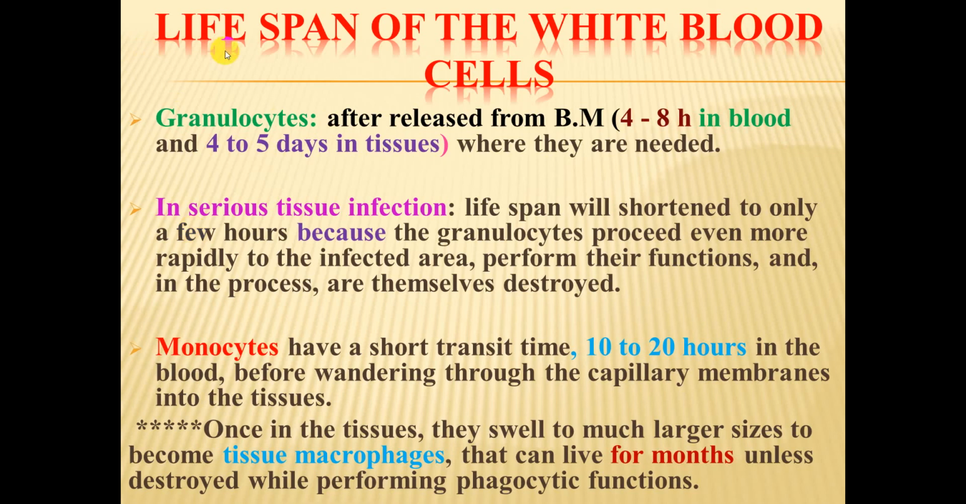Lifespan of the white blood cells. Granulocytes, after release from bone marrow, spend 4 to 8 hours in the blood and may reach 4 to 5 days in the tissue where they are needed. Normally their life in the blood is shorter than in the tissues. Clear? They move to the tissues if there is infection, when they are needed.